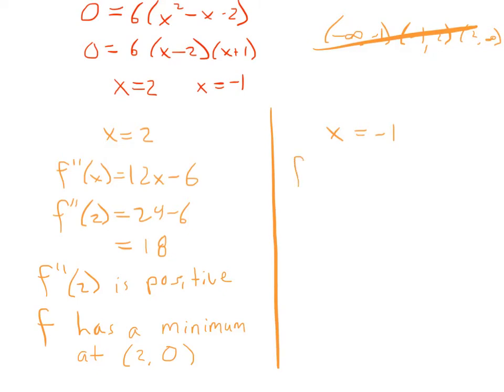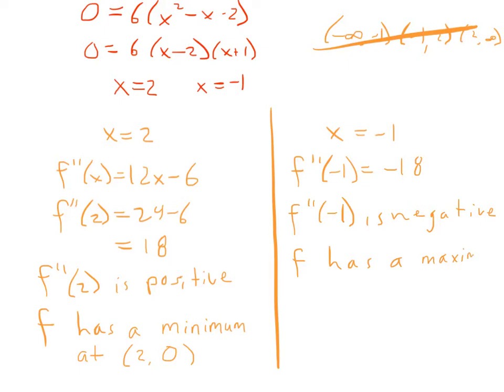For the other value, I need to do f double prime of -1. Well, keep in mind, I already have that derivative over here, so I just need to plug in. When I plug -1 into that, I end up with -18, because the second derivative is negative, it means that f has a maximum at -1, comma, and again, I need to plug that -1 into the original function to find out what that value is going to be.